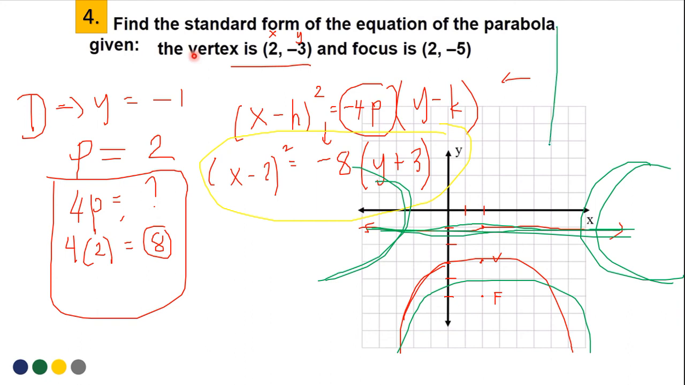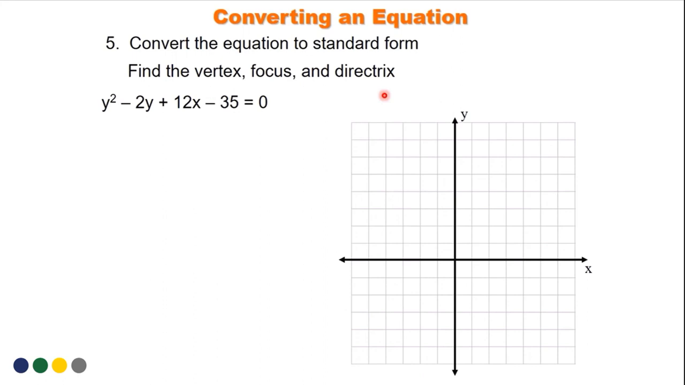If your directrix is vertical, your possible opening should be right or left. Since this is horizontal, then the opening could be downward or upward. Naiintindihan ba? Yes, sir. Thank you po. Next, y squared minus 2y plus 12x minus 35 is equal to 0.